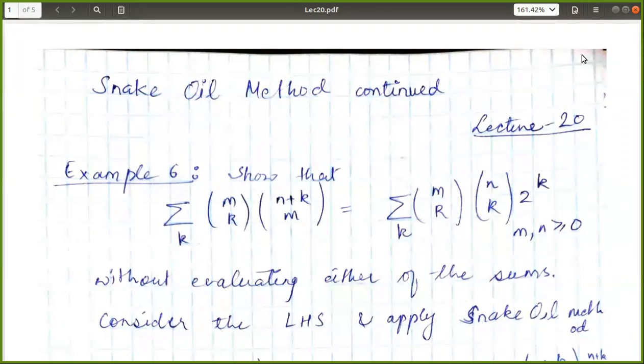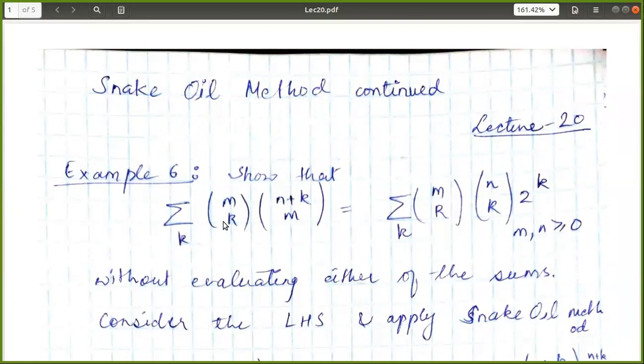So suppose some identity like this is given to you. Some particular summation is equal to some other summation. And then you are supposed to show them to be equal to each other without evaluating any of the sums. So in such a case, what do you really do? Generally, we start from here and keep on manipulating till we reach here, right? But the entire method of snake oil says you don't have to solve these.